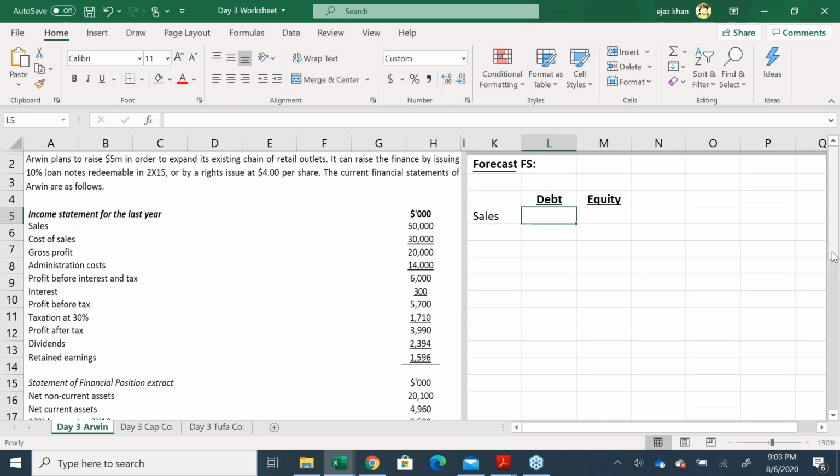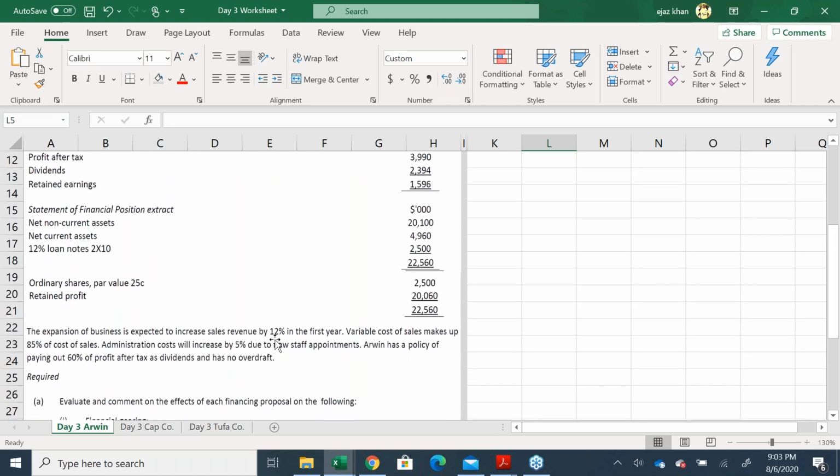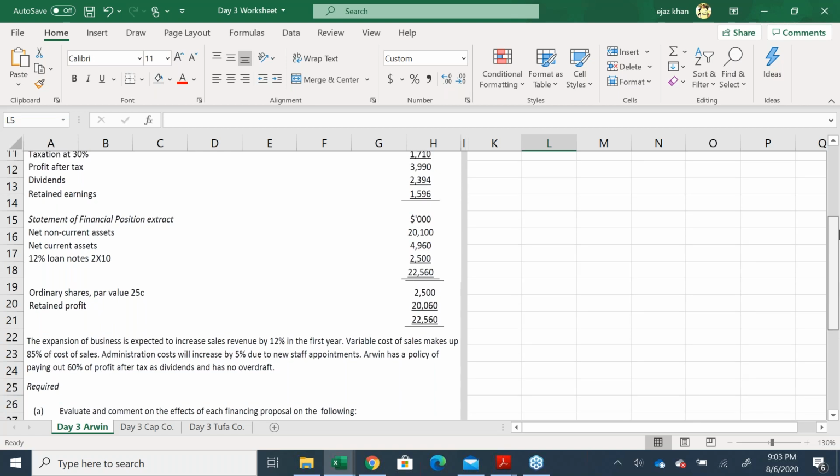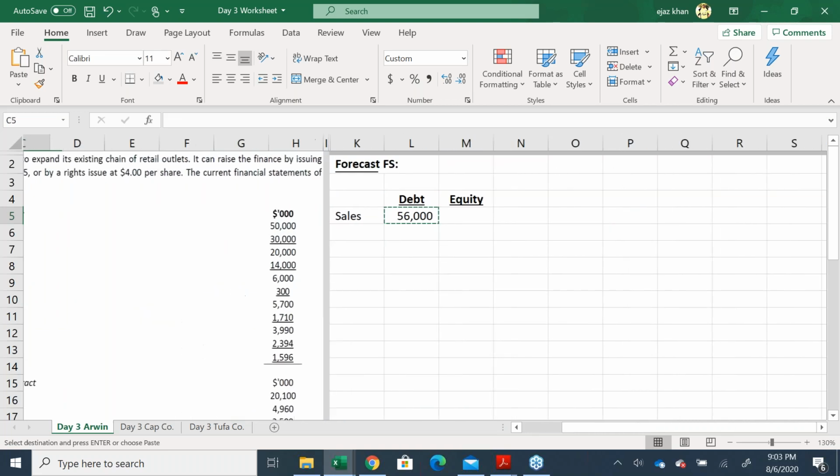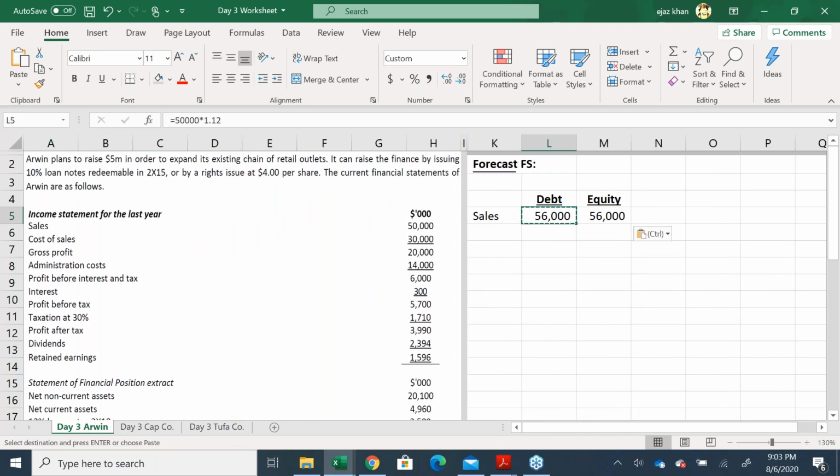If the company goes for this expansion, its sales revenue is going to increase by 12%, right? So tell me, will it make any difference to the sales revenue what financing option we choose? It won't make any difference, right? The sales revenue will increase by 12%. You choose either source of finance. So 50,000 into 1.12, 56,000, and that will be the same for both equity and debt finance. And these figures are in thousands.